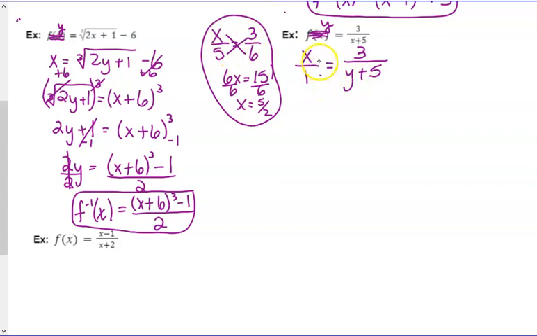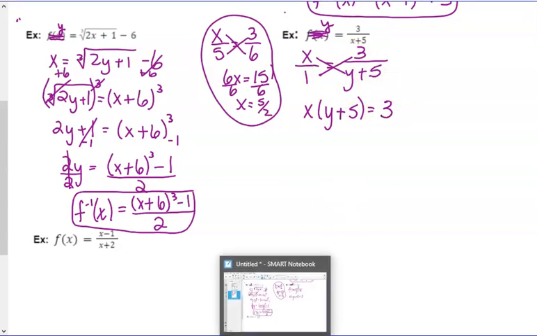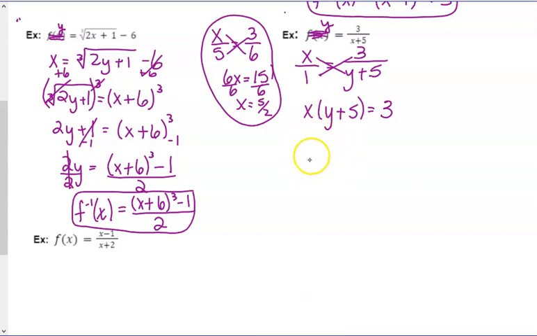So here, I would take x times this, and I get x times the whole thing is equal to the product of 1 times 3, which is 3. And at that point, now I got rid of my fractions, which is good. There's one of two ways you can do this. I was going to distribute first, which we can do, and then I'll show you a second way. If I distribute, I get xy plus 5x equals 3.